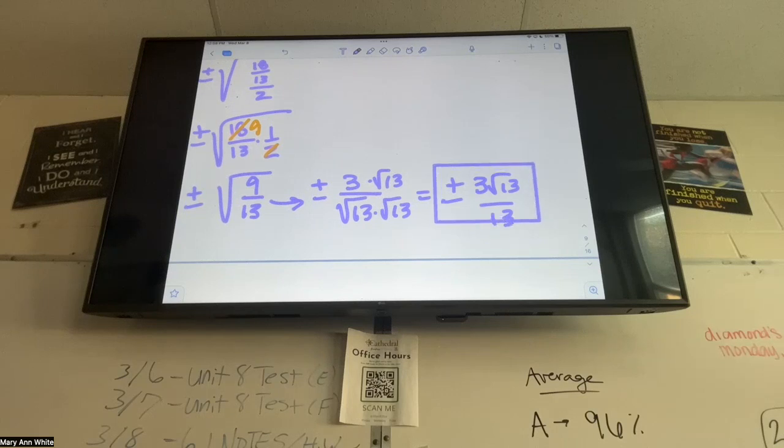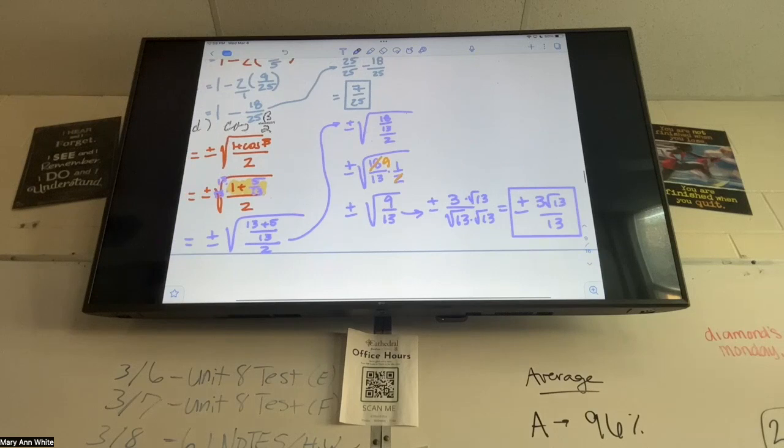Okay. So I've got this. Now, we're almost done with this problem. We're not quite done with it. I have plus or minus in my answer, and I actually believe that we know whether it's plus or minus. We're doing that half of my angle beta.